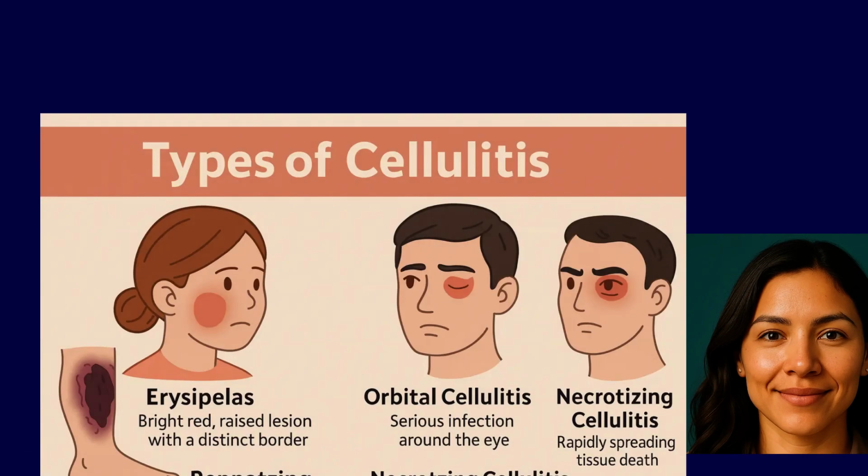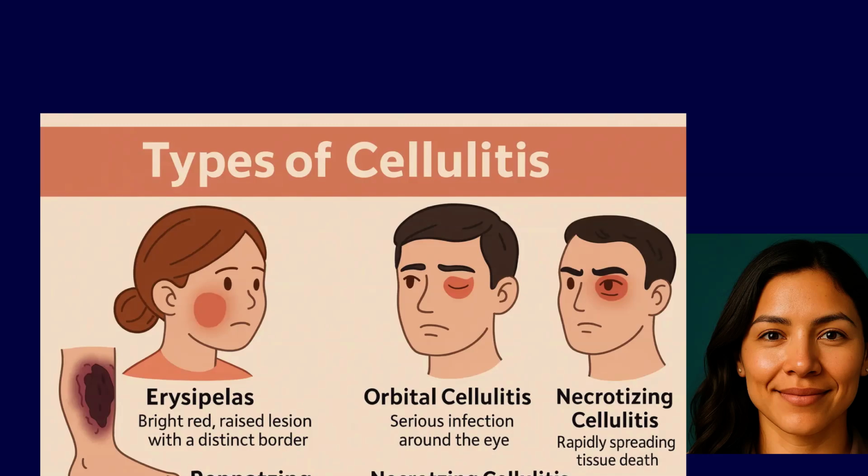Types of cellulitis. While cellulitis is a general term, there are a few specific types you need to know. Erysipelas. This is a more superficial form of cellulitis that mainly affects the top two layers of the skin, the epidermis and dermis. Unlike regular cellulitis, erysipelas has a very distinct appearance. The affected area is a bright red, raised lesion with a clear, sharply defined border. It often looks shiny and may have small blisters, vesicles.